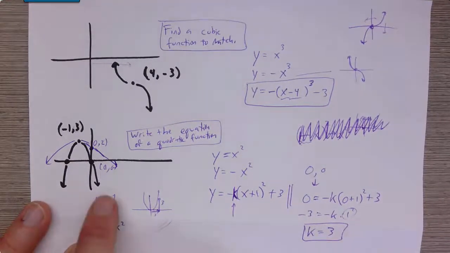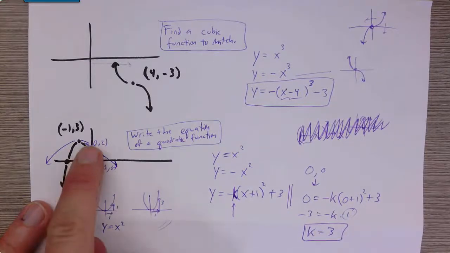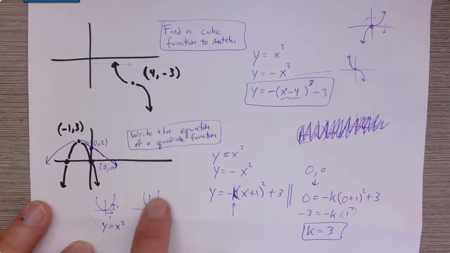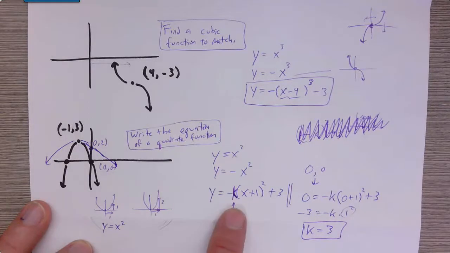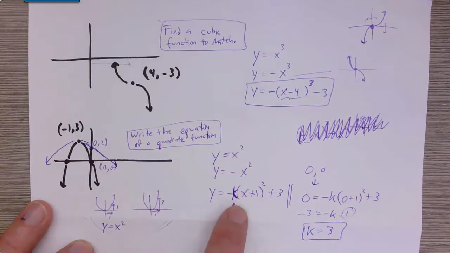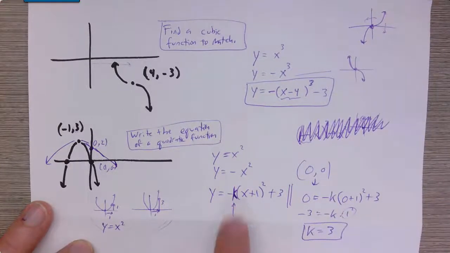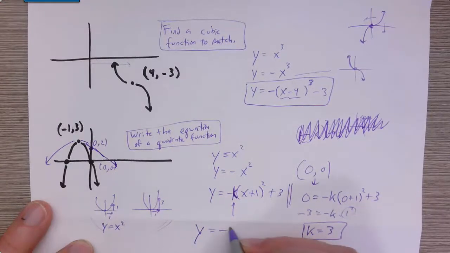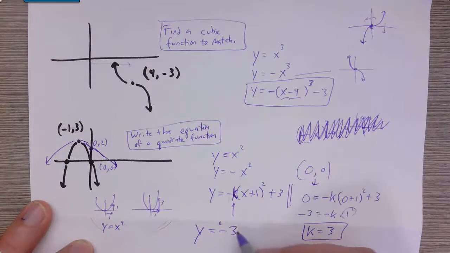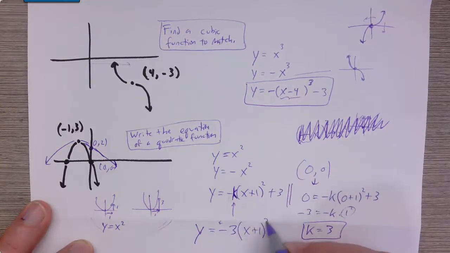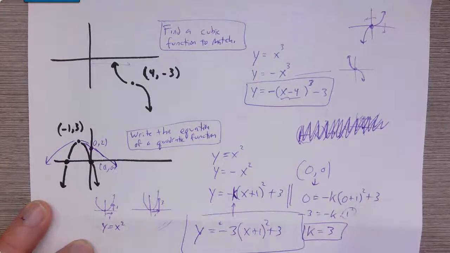And that's what I reasoned my way to over here by just thinking about kind of what does the stretch factor need to be. But you can also always just put a variable for whatever transformation you want, plug in a point you know, and solve for what that transformation has to be. So here at the end of the day, we've got negative 3, because the negative is coming from the reflection. So negative 3, x plus 1 squared plus 3.